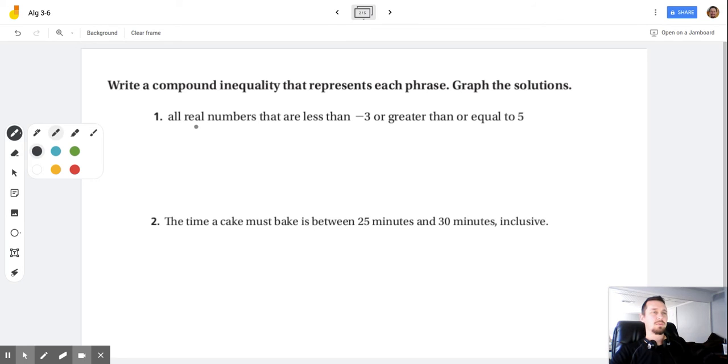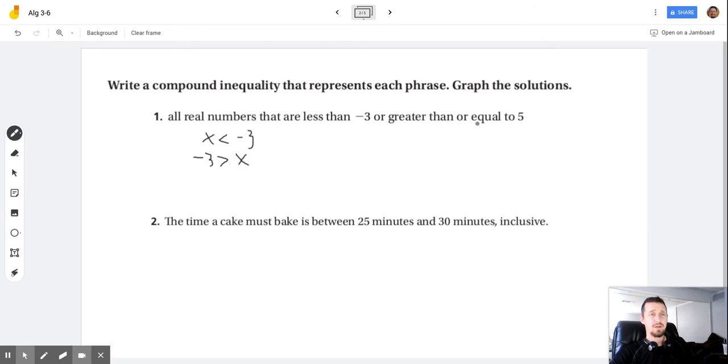Okay, so all real numbers that are less than -3. That would be x less than -3, right? We could also write it the other way, -3 less than x. Oops, I wrote my sign the wrong way. I get a little bit distracted with this. Okay, x has to be smaller. So you could write that in either direction. We usually write it the top way.